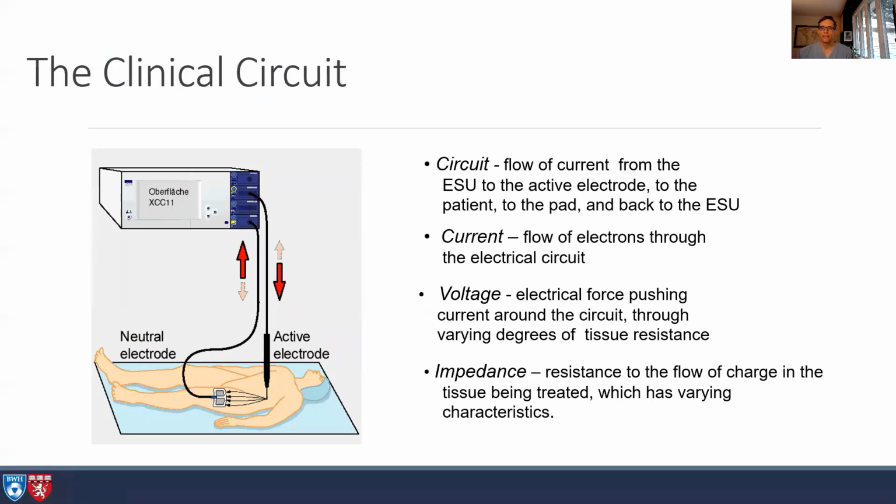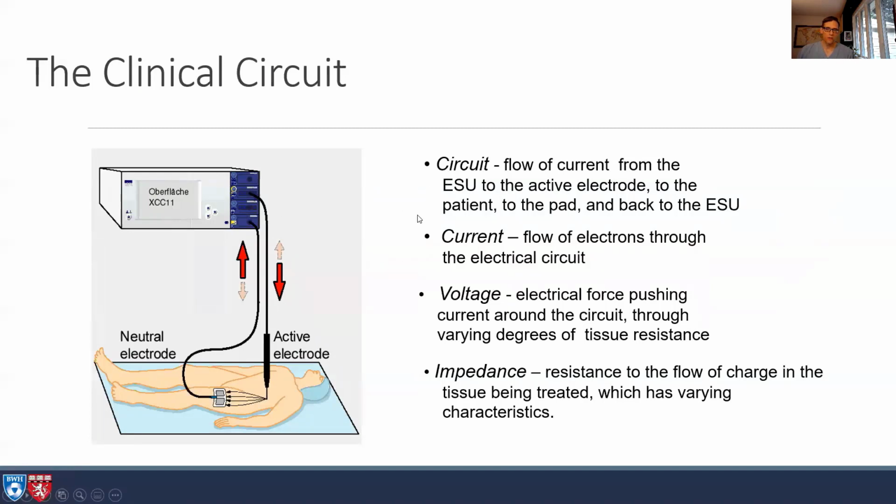Now, this is a typical clinical circuit. Electricity flows from the electrosurgical unit to the instrument, then interacts with the tissue and goes through the tissue, back to the return electrode, which is a neutral electrode, and then goes back to the electrosurgical unit.